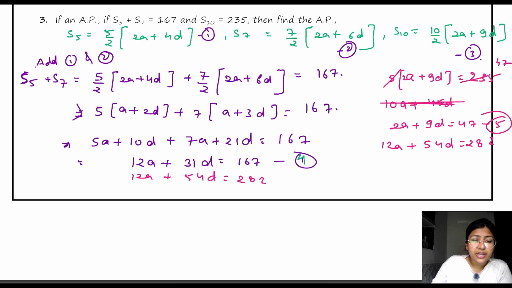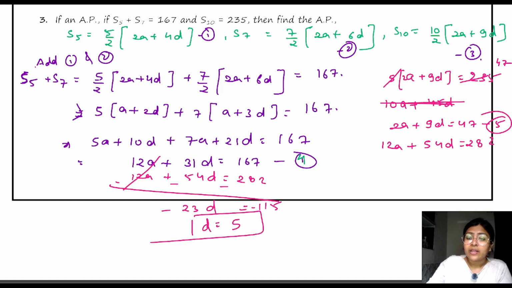282. Yes, subtract these two equations. Minus. This is cancelled. Okay, 54 minus 31 will be 23d, minus 23d, and 282 minus 167 will be 115, minus 115d. So the value of d is 5. Very good. We got the value of d.